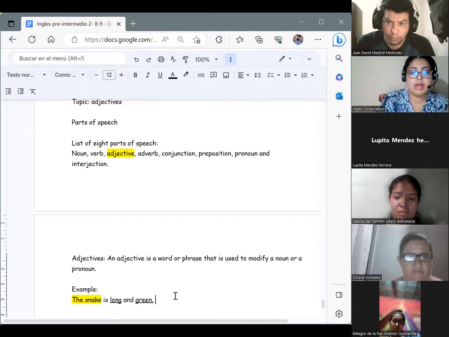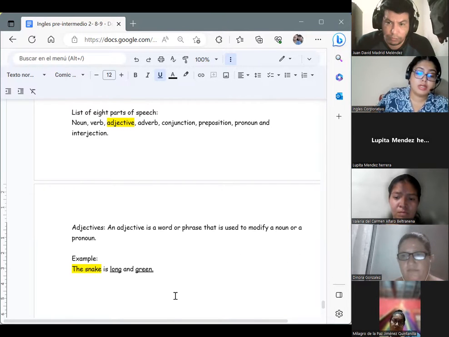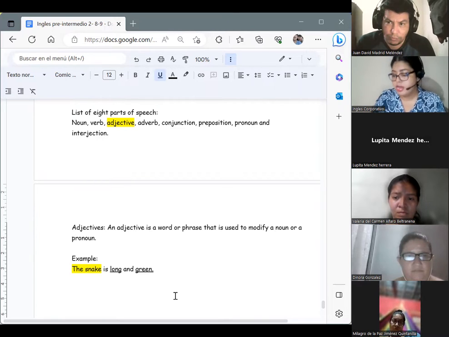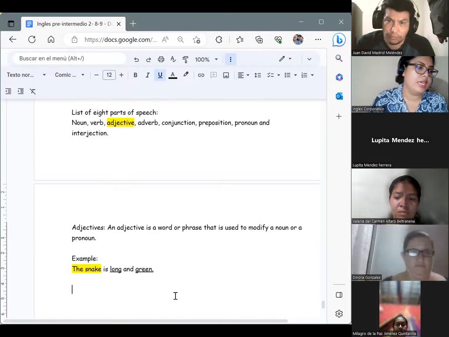Ustedes se pueden hacer la imagen de la serpiente larga, verde, pero en este caso no estamos hablando si es delgada, si tiene manchas, ya comió y se le nota, ¿verdad? Que ya comió porque tienen un bultito. Or we don't know anything more. We just have this very simple information about the snake.